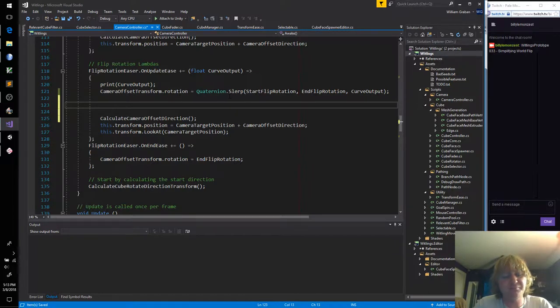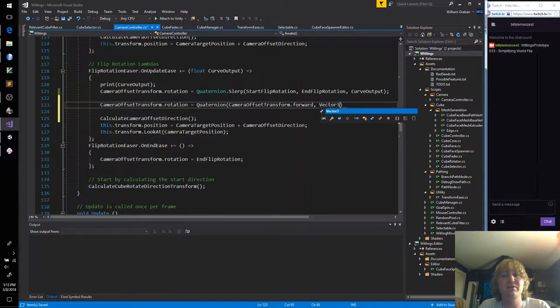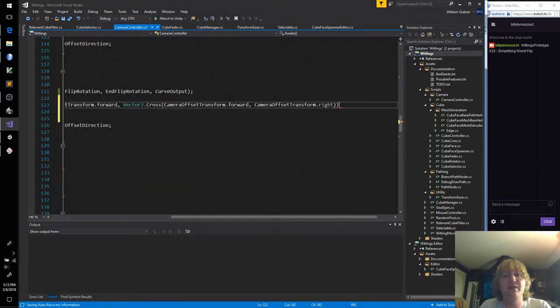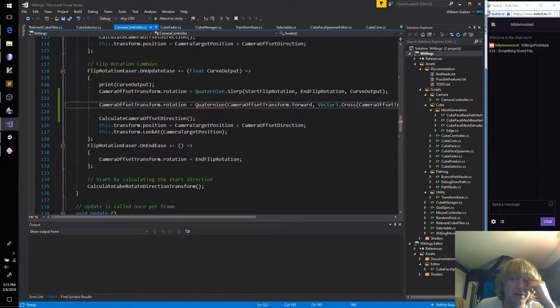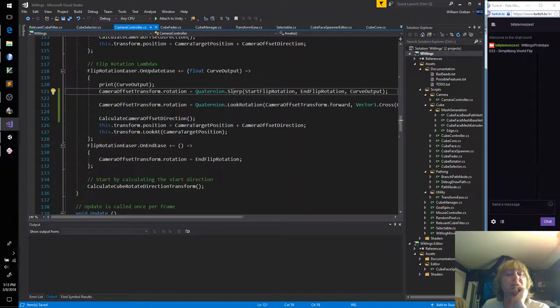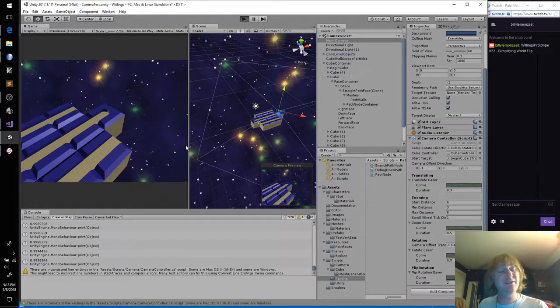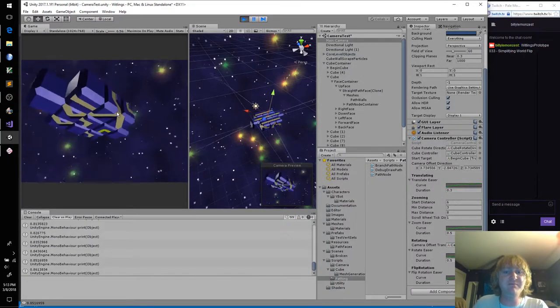Let's see what happens. So camera offset transform rotation, I want you to equal quaternion dot look rotation with the forward, and then we're going to do vector 3 cross of camera offset transform forward and camera offset transform right. Unfortunately, I don't think this is going to change anything. Oh, quaternion dot look. There we go. Because I do believe that this quaternion slerp is going to. Oh, you know what? Well, let's test this. Always change one thing and test. See if it works. If you change three things, testing that is not going to be a fun time. So we still got our flips.